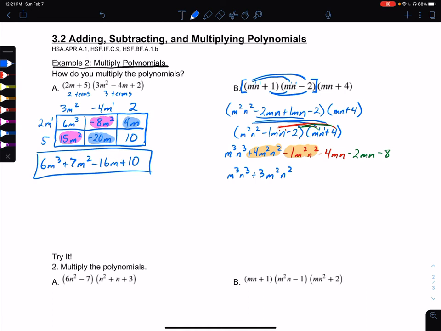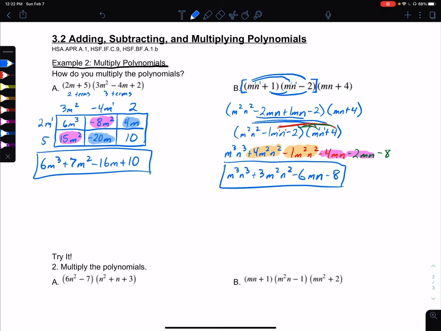Remember, when adding or subtracting, we are not changing the exponents. Next, minus 4mn and the minus 2mn would be combined. Minus 4 minus 2 would be negative 6. Be careful that you're following the right operation. And then a minus 8 would drop down. Check that it's in standard form, which in this case it is. It's in decreasing order by exponent.